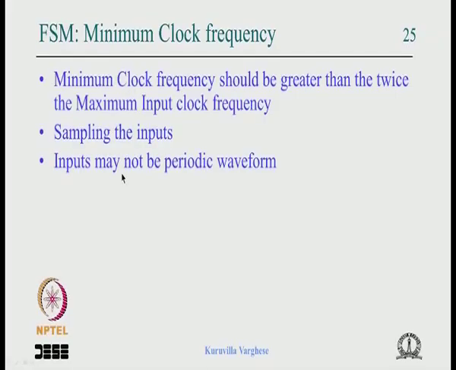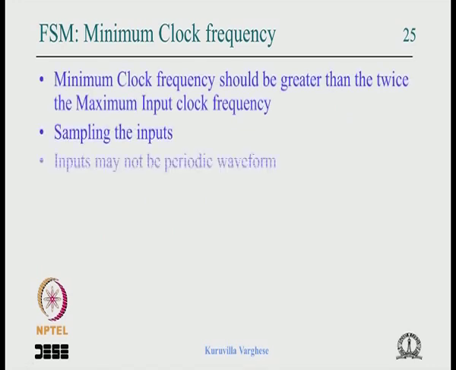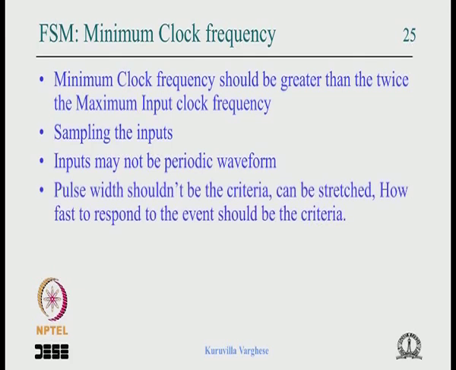This happens because we are sampling the inputs. And the first thing is that now let us relax our criteria. Earlier we assumed that it is like a regular square wave, but in real life nothing like that happens. The input may not be a very periodic waveform, but you have a pulse width, like a narrow pulse, and that shouldn't be the criteria for choosing the clock frequency, because it can be stretched.